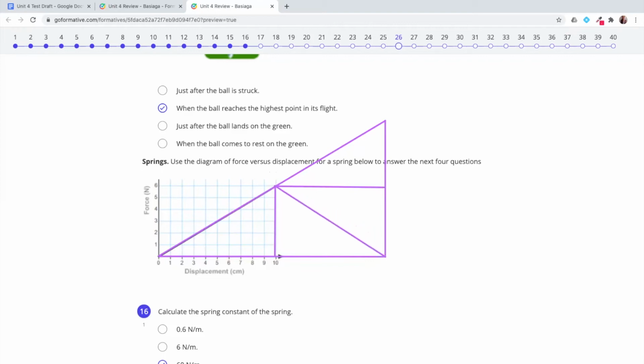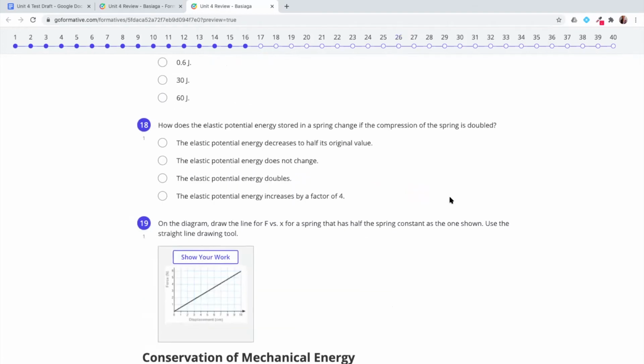If originally it stored this much energy with the highlighted purple triangle, if you double the distance, then you double the x-axis, so you're doubling the base, but you're also doubling the force because as the spring stretches farther, it increases the spring force. So you're doubling the base and you're doubling the height. So you do 4 times the work. It would do 4 times the energy.